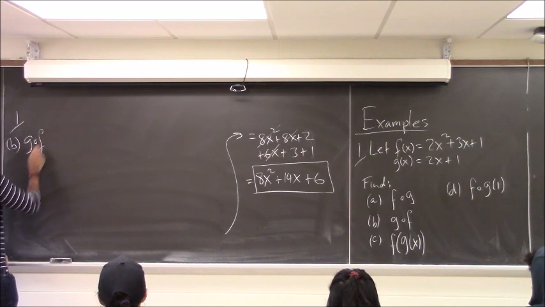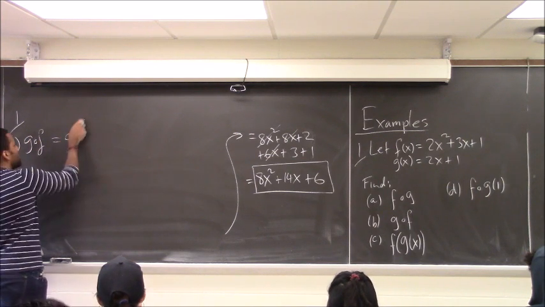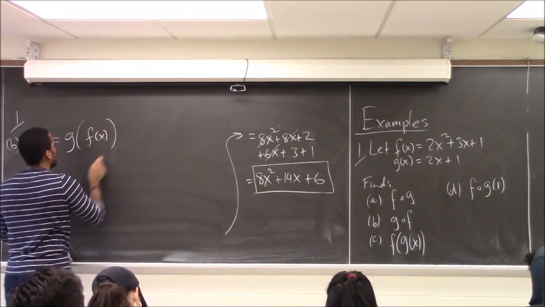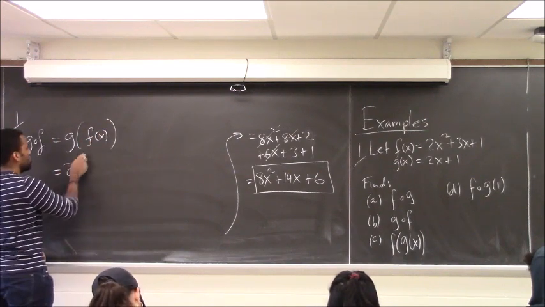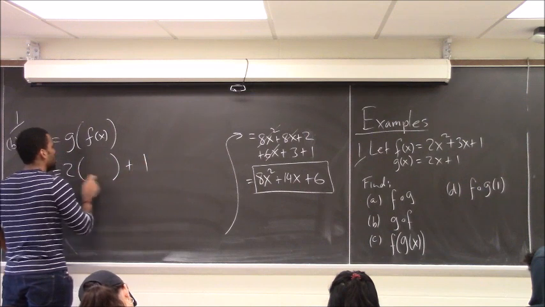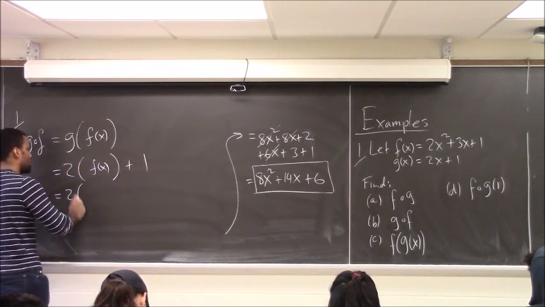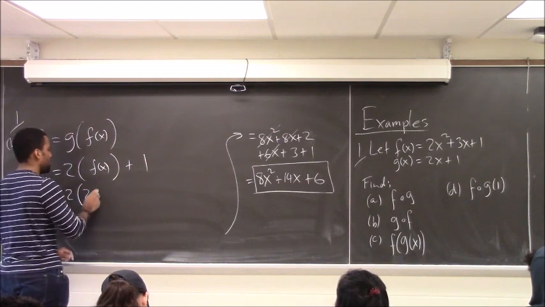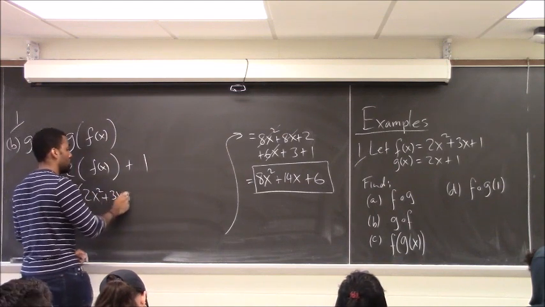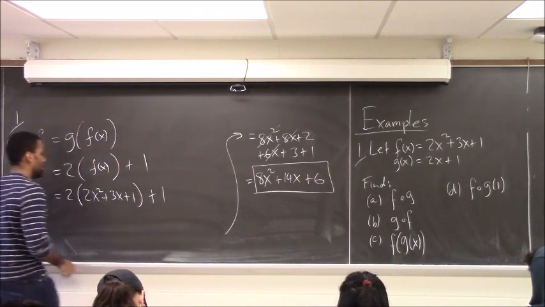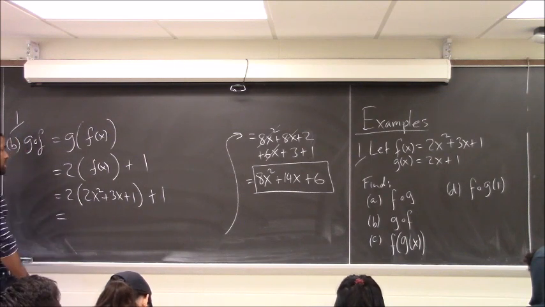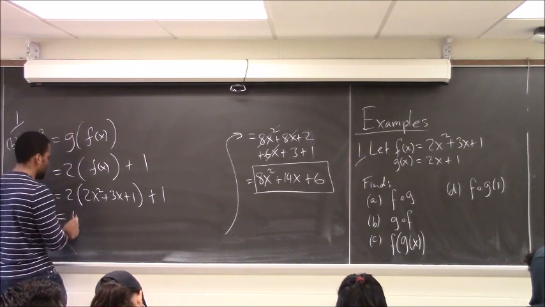Do g of f, it's the same idea. Well, this just means g and I put f inside of it. That means I'm going to have 2 times the f plus 1. That means I'm going to have 2 times, now I put in the f description. Now, we're back to basics, applying distributive law, combining like terms.